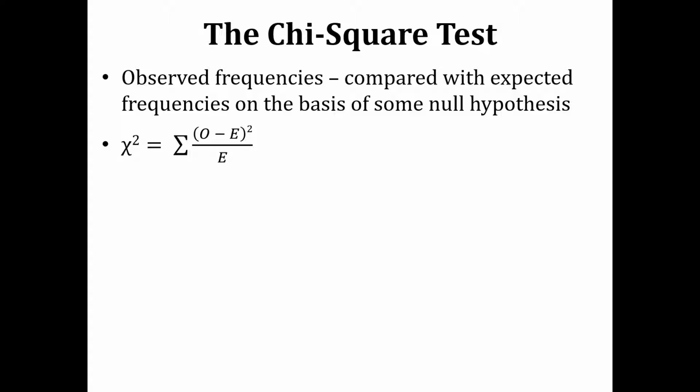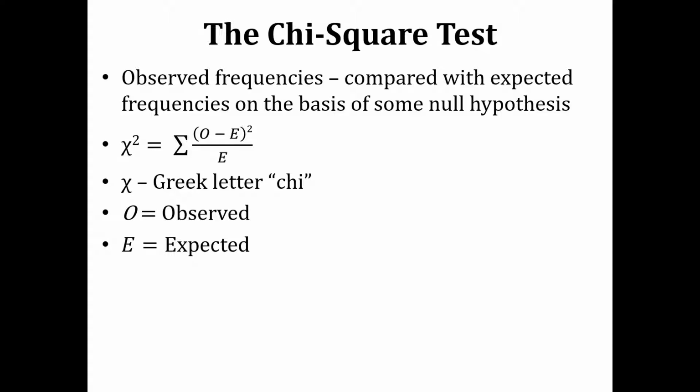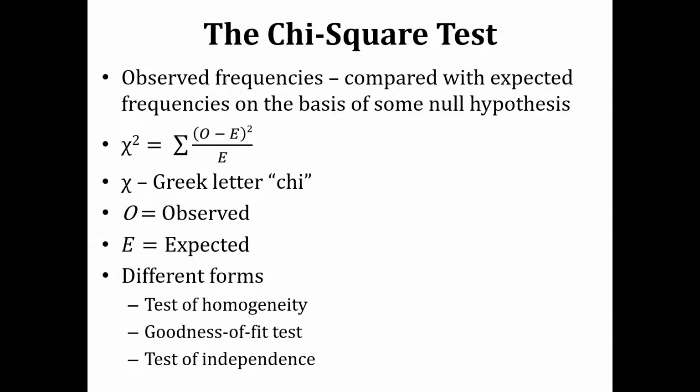This is a simple calculation, and this is not the letter X, this is the Greek letter chi. O means observed frequencies and E refers to the expected frequencies. This is the simple formula of the chi-square test, and there are different forms of the chi-square test that make use of the same formula, but their null hypotheses are different. The three basic types of the chi-square test include the chi-square test of homogeneity, the goodness of fit chi-square test, and the chi-square test of independence.